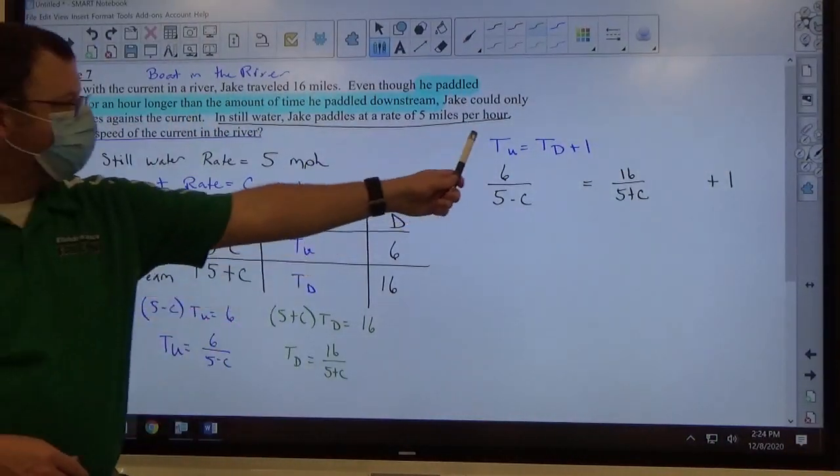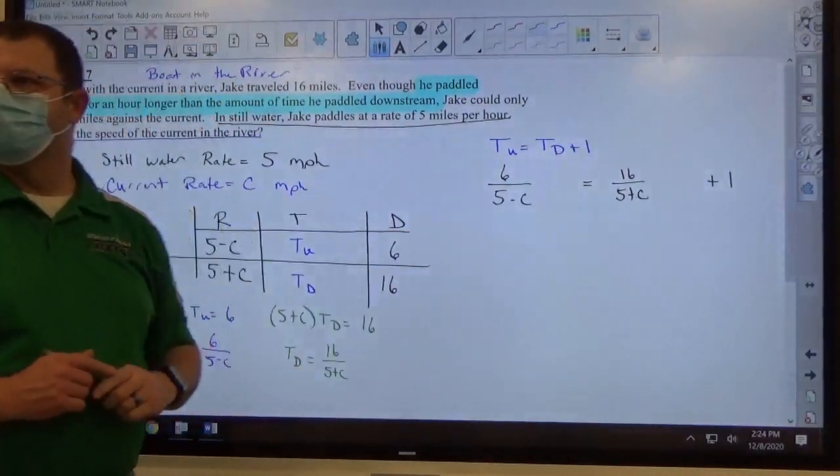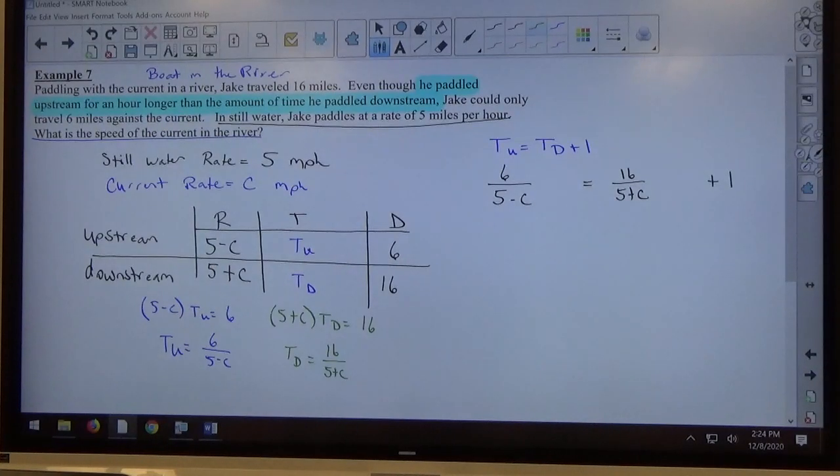T sub u is that equals T sub d is that plus 1. Just a quick little substitution. And now I'm looking at a rational equation trying to find out what c equals. And the denominators are 5 minus c and 5 plus c.